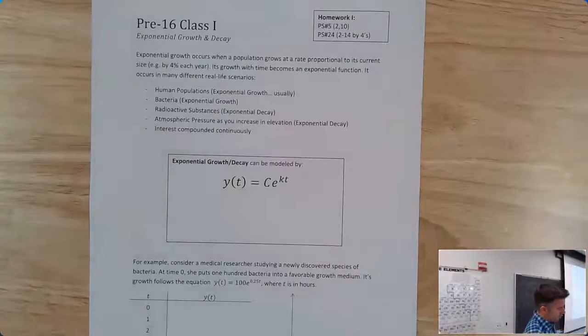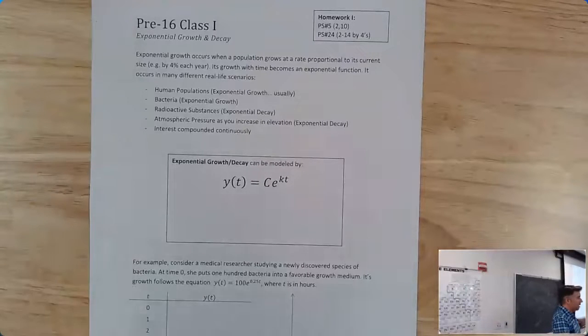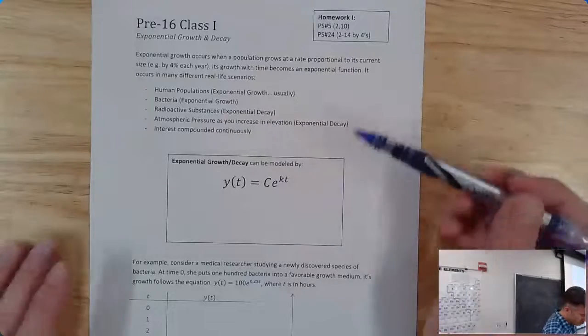Exponential growth occurs when the population grows at a rate proportional to its current size. And that is actually the hallmark of what it means for something to be growing or decaying exponentially. It is growing proportionally to the population size. So as the population increases, the rate of growth also increases, because if there are more people, they can make more people faster. Or if there's more bacteria, they can make more bacteria faster, right?